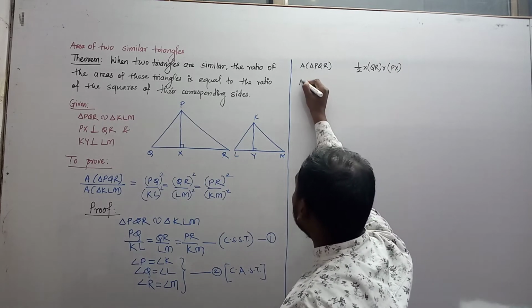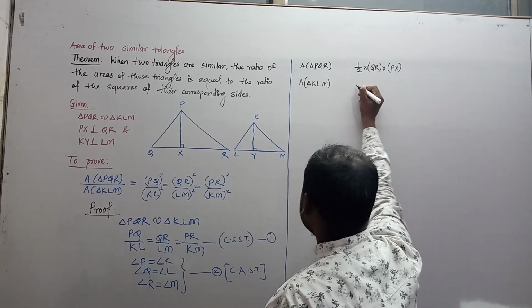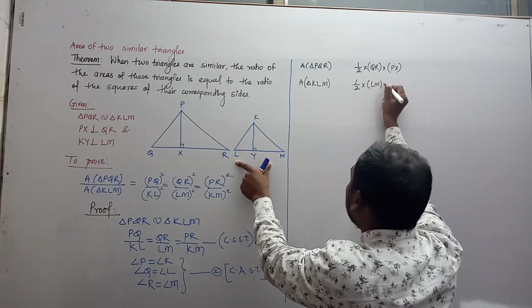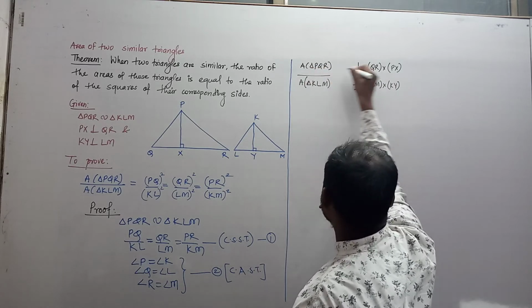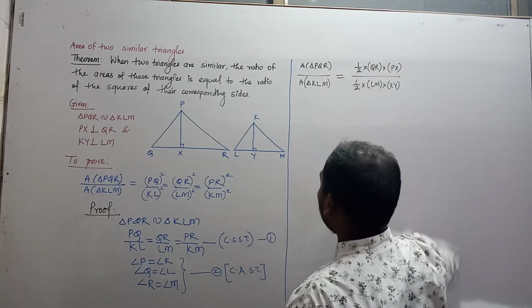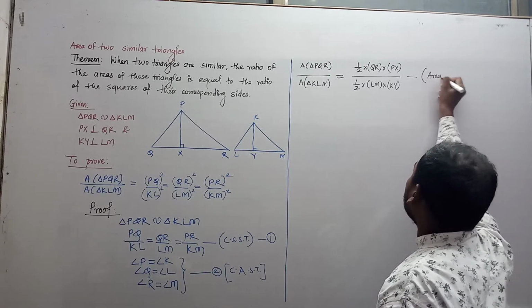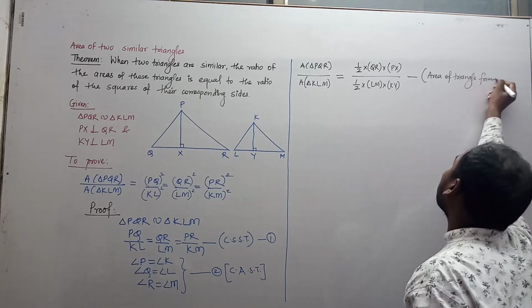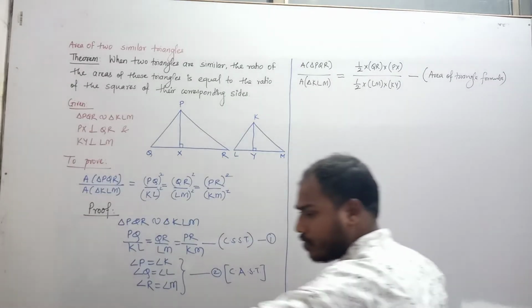Now if I write the second triangle, area of triangle KLM, by the formula, half into base is LM and height is KY. The ratio of the areas of these two becomes the ratio of their formulas also. The reason is the area of triangle formula: since I have taken the area ratios, we write their formula ratio. If we go further, we can cancel this.